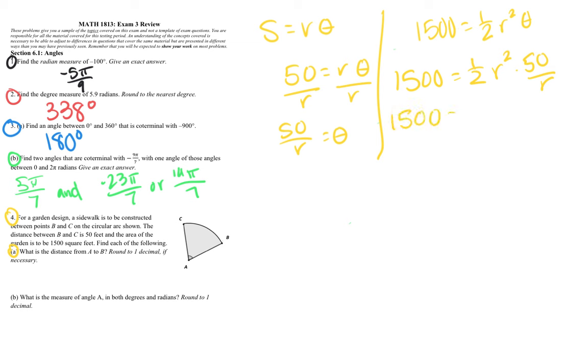So then we have 1,500 equals 1/2 times r times 50, which we can simplify, that 50 and that 1/2, and we can say 1,500 is equal to 25 times r. And then once we divide by 25, we get r is equal to 60 feet.